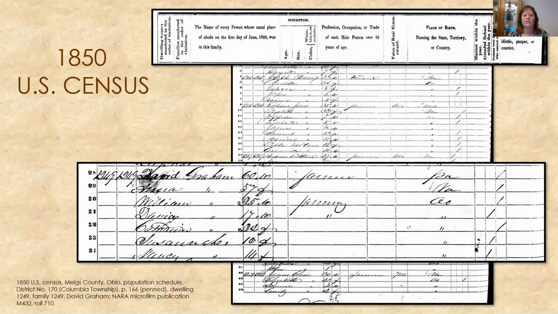The enumeration of slaves was completed using a separate slave schedule, which recorded the name of the slave owner, the number of slaves owned, and the number of slaves manumitted or released from slavery. No names of any slaves were given, only their age, color, and sex, as well as whether they were a deaf-mute, blind, insane, idiotic, or a fugitive from the state.